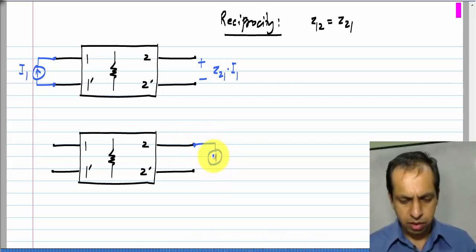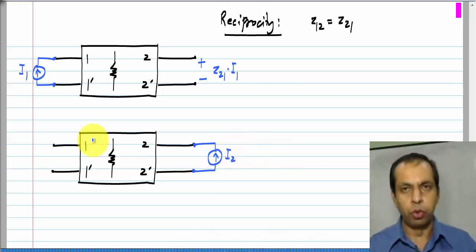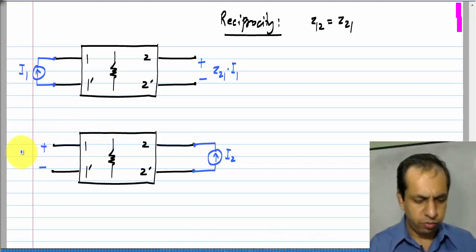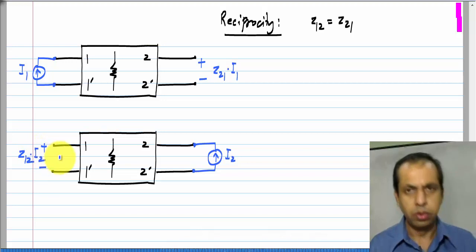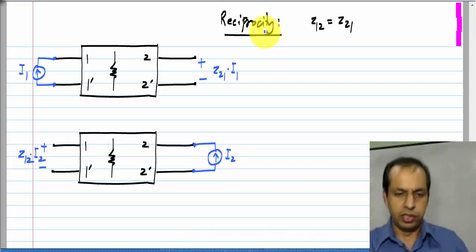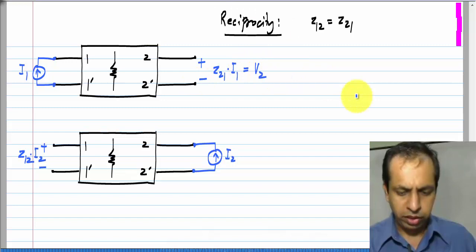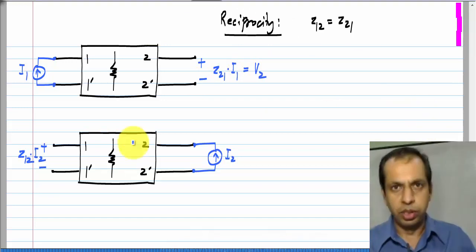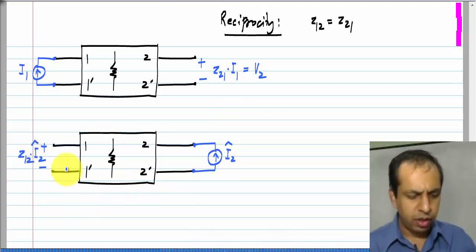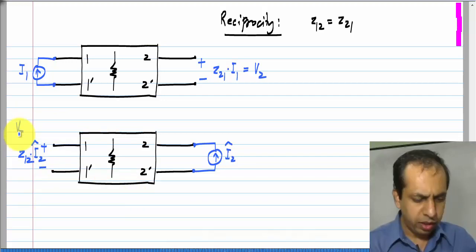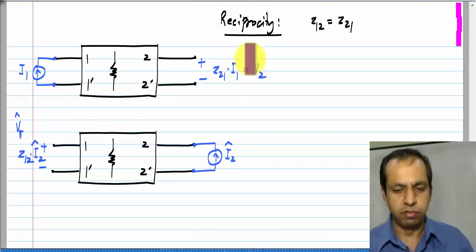And similarly, let us say I connect I2 to port 2 and leave port 1 open circuited. The voltage that I get here would be Z12 times I2. Okay. Now, what I have to prove is, let me call this V2, and just to distinguish between these two, let me call this I2 hat. Then the voltage here would be Z12 times I2 hat, and I will denote that voltage by V1 hat. Okay. So, the hat refers to the second case, without the hat it is the first case.